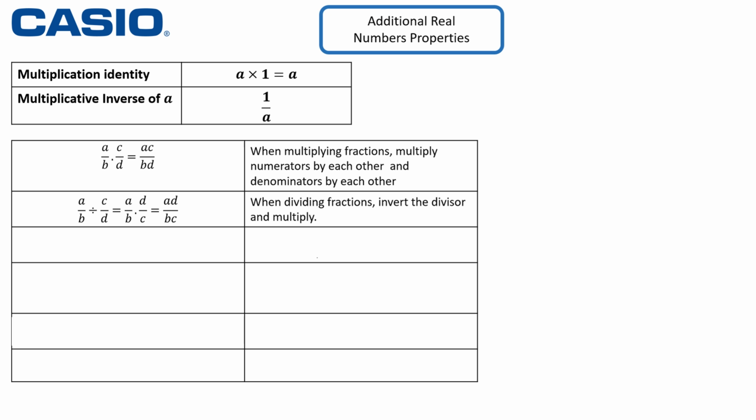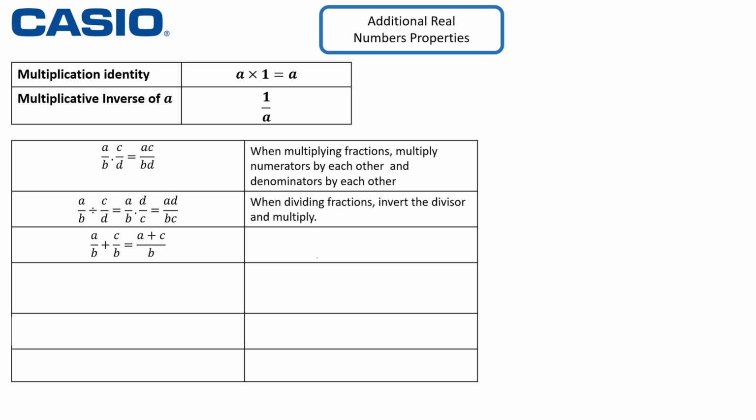Property 2. When dividing two fractions by each other, the first step, we invert the divisor and multiply the two fractions. For example, a over b divided by c over d. First step, invert the divisor, it will be d over c. The division becomes multiplication. So the result will be a over b multiplied by d over c. So now we do the same steps as we did in property 1. Multiply numerator by numerator and denominator by denominator. So we'll get ad over bc.